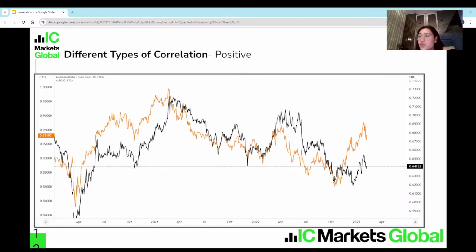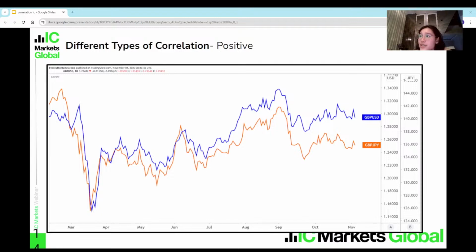Using a feature on TradingView, which I will introduce to you guys in a second, you can compare the Aussie dollar Swiss franc with our Aussie dollar CAD. So you can see how they are pretty similar in terms of the chart.